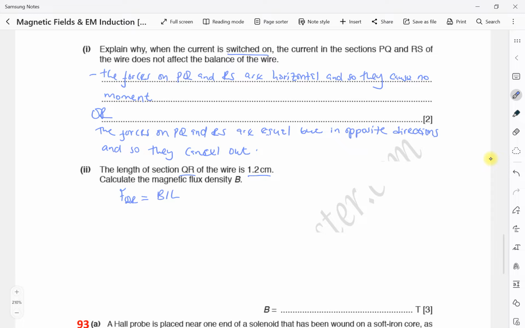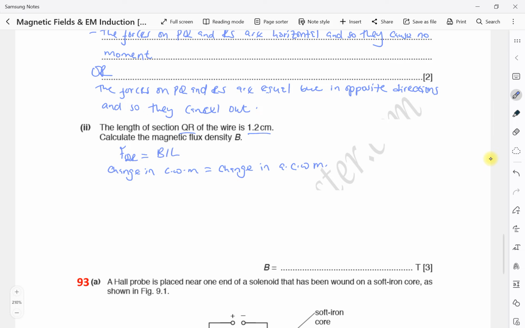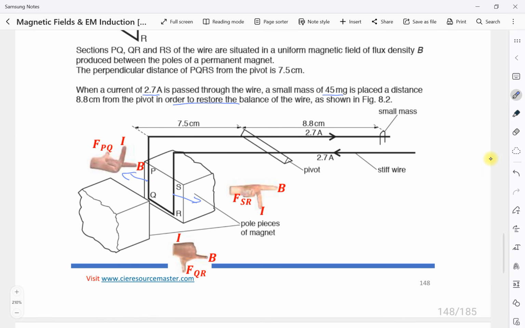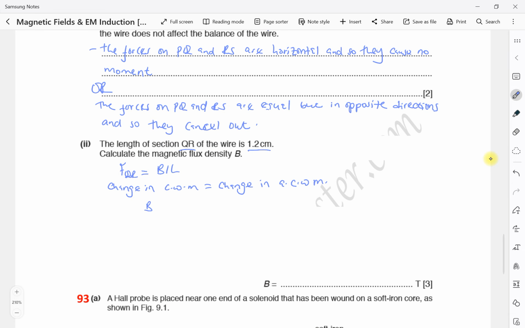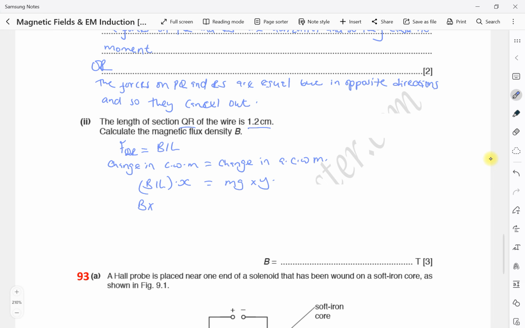To restore balance, the change in clockwise moment should be equal to the change in the anti-clockwise moment. So taking moments about the pivot, the weight we have added here is going to cause a clockwise moment, yet the force on QR is causing an anti-clockwise moment. So this means that BIL, that is the force, times the perpendicular distance, I'll call it x, should be equal to the change in moment on the other side, because we have added the weight, so that is mg times the perpendicular distance, let me call it y.